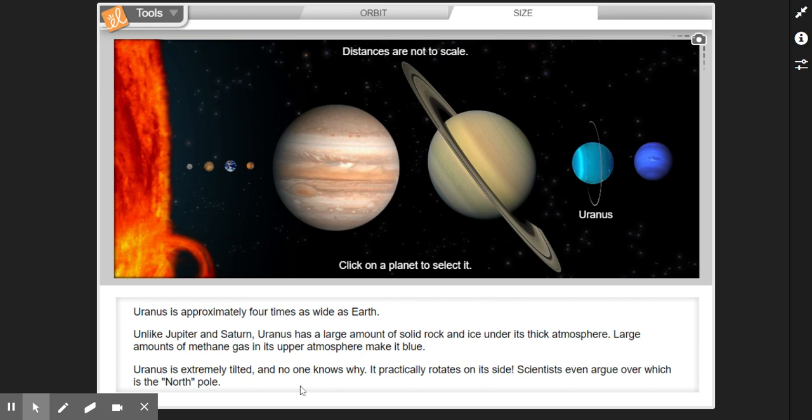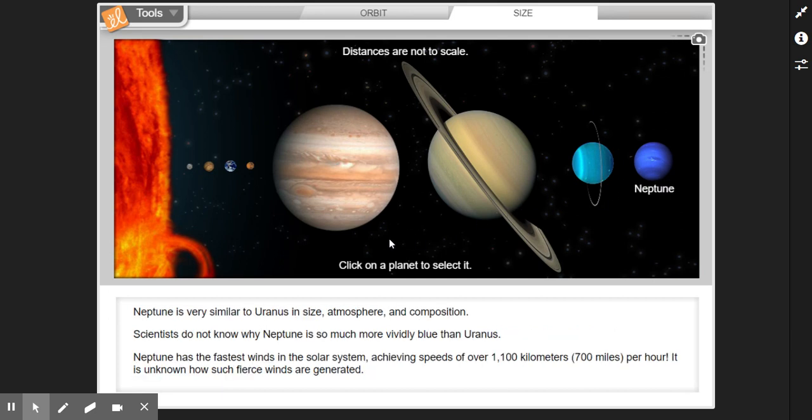Uranus is approximately 4 times as wide as Earth. Unlike Jupiter and Saturn, Uranus has a large amount of solid rock and ice under its thick atmosphere. Large amounts of methane gas in its upper atmosphere make it blue. Uranus is extremely tilted and no one knows why. It practically rotates on its side. Scientists even argue over which is the North Pole.